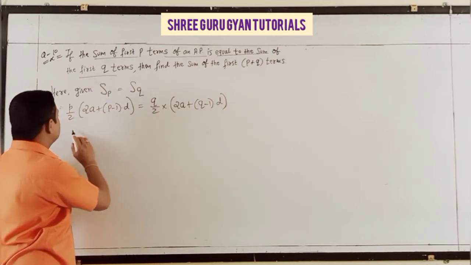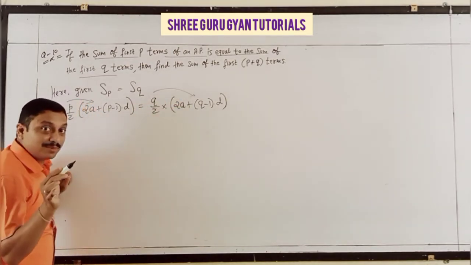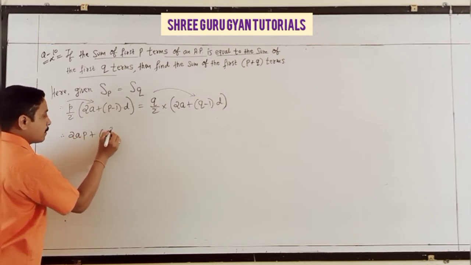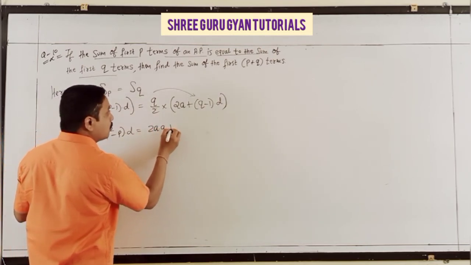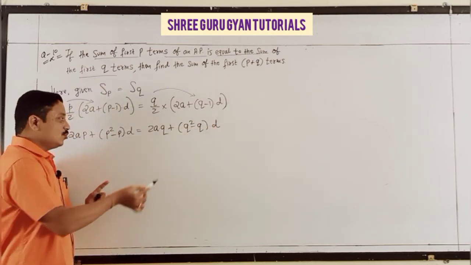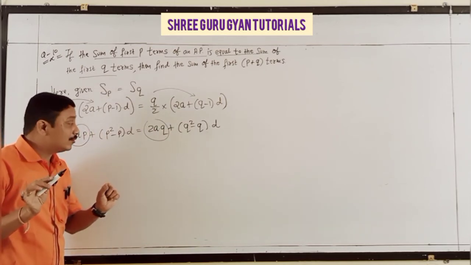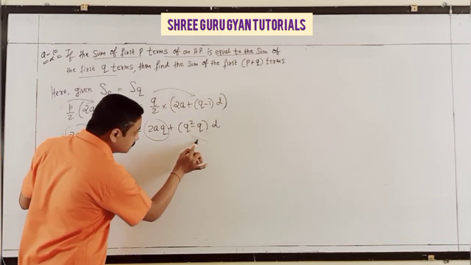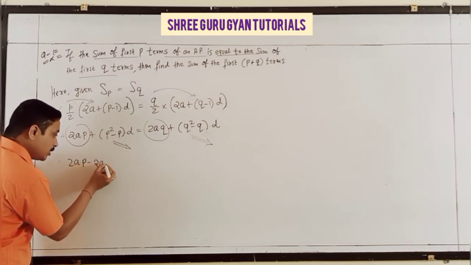Students, very easily you cut the 2. And this p I multiply inside, q also multiply inside. So what you get? 2ap, p square minus pd. Same here, 2aq plus q square minus qd. Very easy. You just make an arrangement with like terms: 2ap, 2aq, and the d terms I make the same with common taking. So first of all I do 2ap minus 2aq.